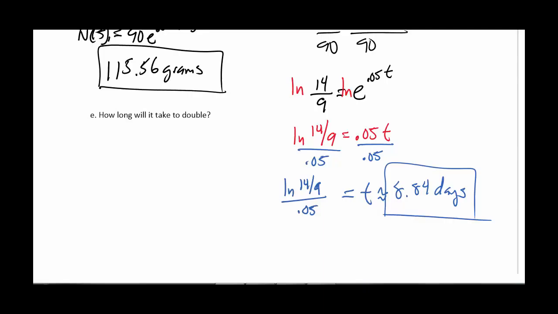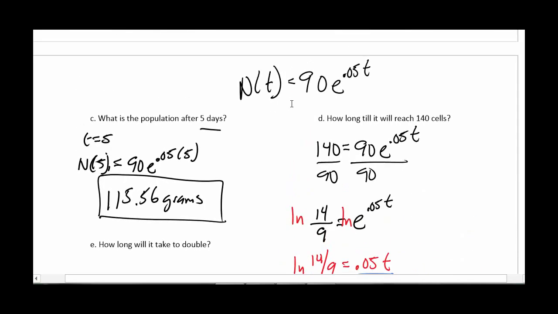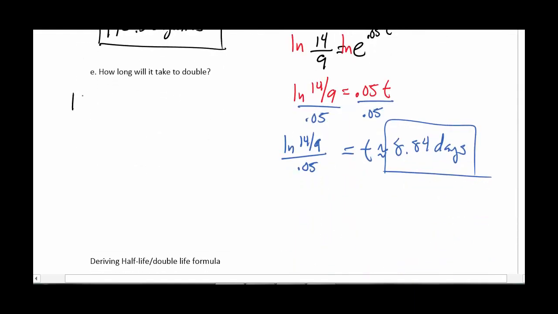So going back to our formula, we've got that 90 there, so if it doubles, what number would it be? It'd be 180. So 180 equals 90 e to the 0.05 t. And then we just do the same thing we did a second ago, where I want to isolate the exponent first. So I'm going to get e by itself. In this case I get 180 over 90, which is 2, equals e to the 0.05 t. Now that 2 should make sense because we're talking about how long it would take to double.